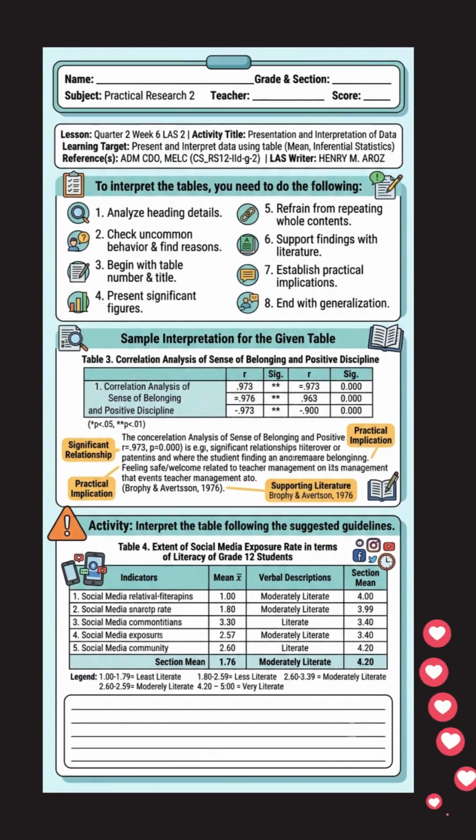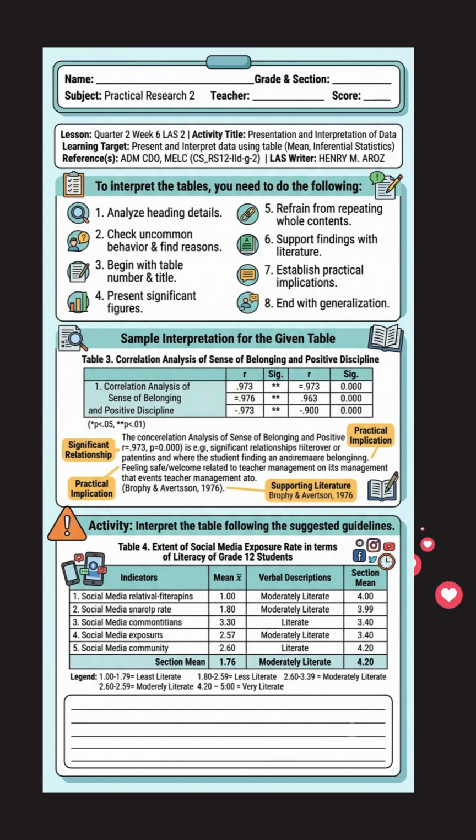Lesson, Quarter 2 Week 6 LAS 2. Activity title: Presentation and Interpretation of Data. Learning target: present and interpret data using table, mean, inferential statistics. References: Admiral CDO, MELC, CS_RS12 IIDG2, LAS Writer, Henry M.